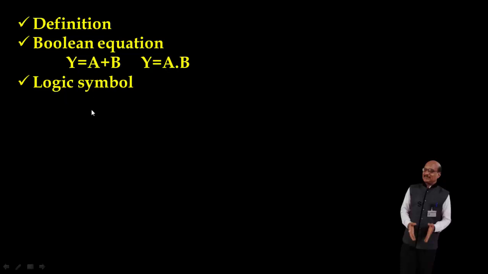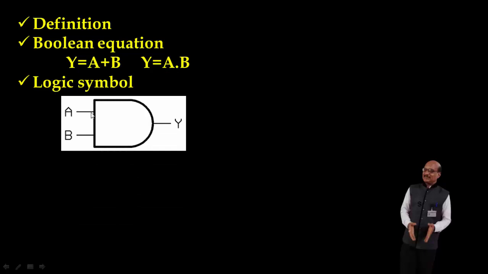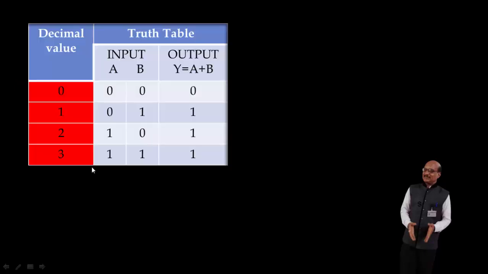Then we must know what is the logic symbol for that particular gate. Different gates have got different logic symbols. So here I have drawn the logic symbol for a AND gate. So there are two inputs, input A, input B, and there is only one output, that is denoted by Y. So there exists a relation between Y and A and B, which is written by using a mathematical relation known as Boolean equation. Then one more important term that is used in studying logic gates is truth table.